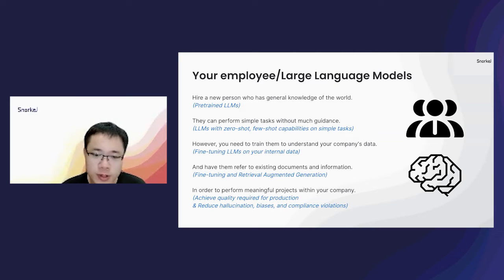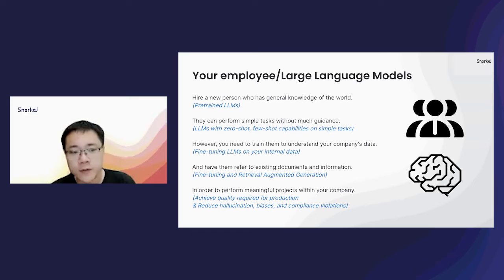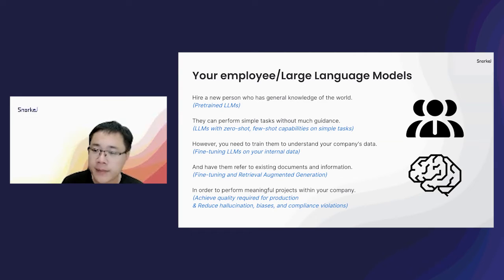However, in order to train them to understand your company's specific data, similar to training your employee, you need to fine-tune large language models on your internal data. And then you need to have them refer to existing documents and information. This can be done by fine-tuning or retrieval augmented generation, which is known as RAG. And in order to perform more meaningful projects or to reach deployment phase, these large language models need to be fine-tuned and achieve the quality required for production. Also, they need to reduce hallucination, biases, or compliance violations in order to achieve your company protocol.